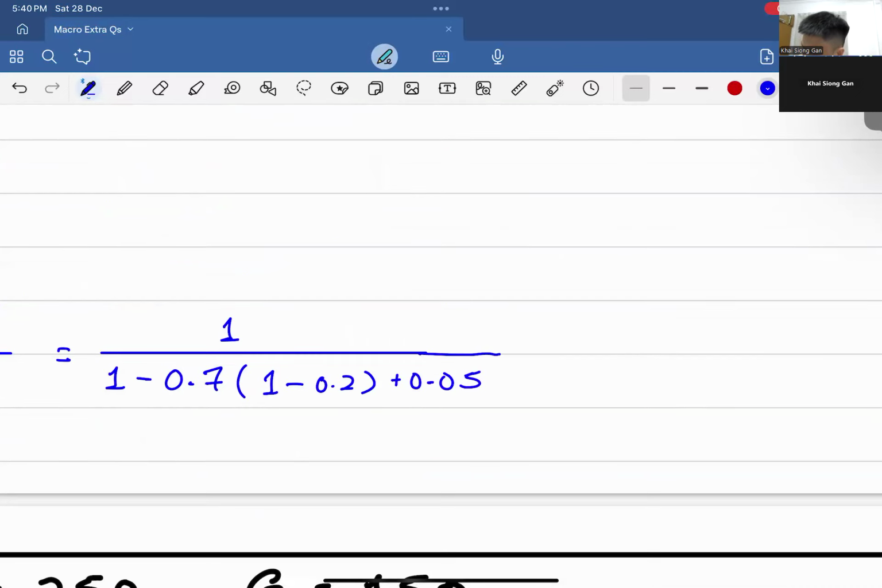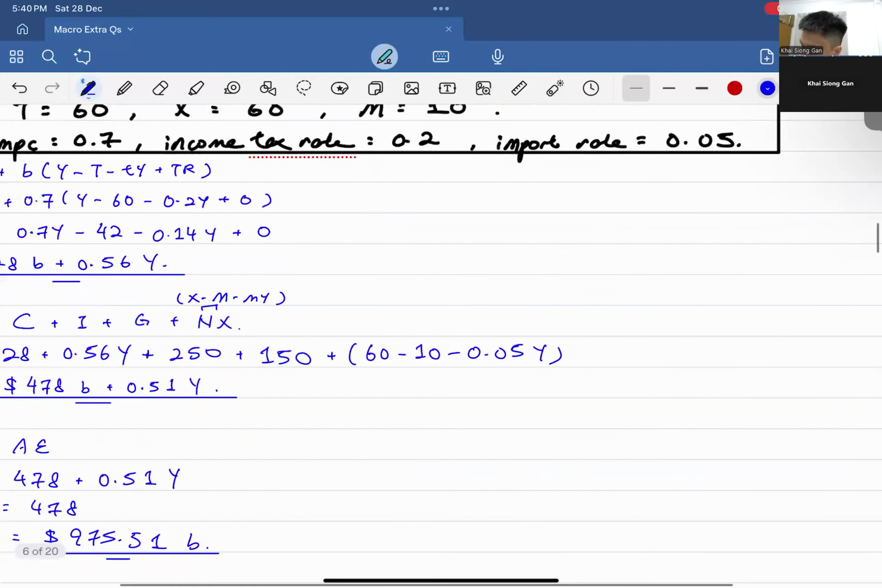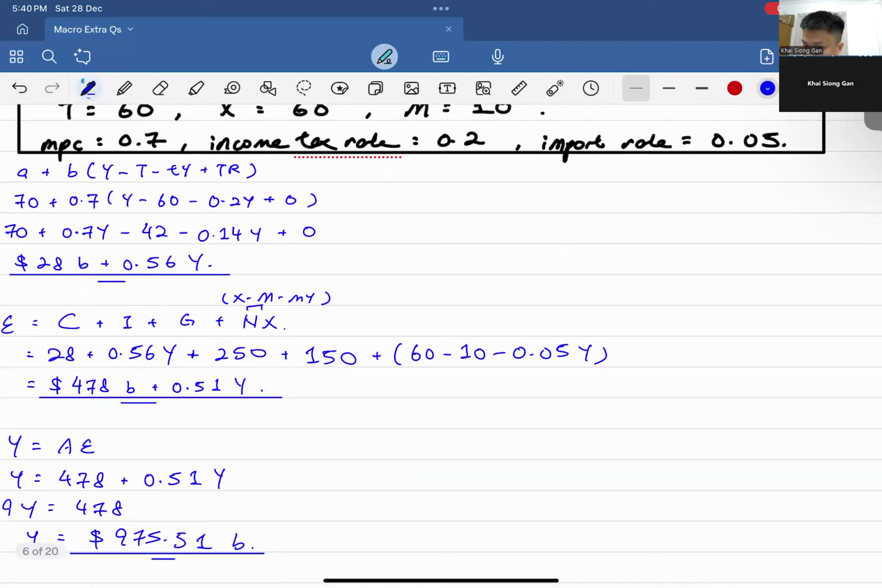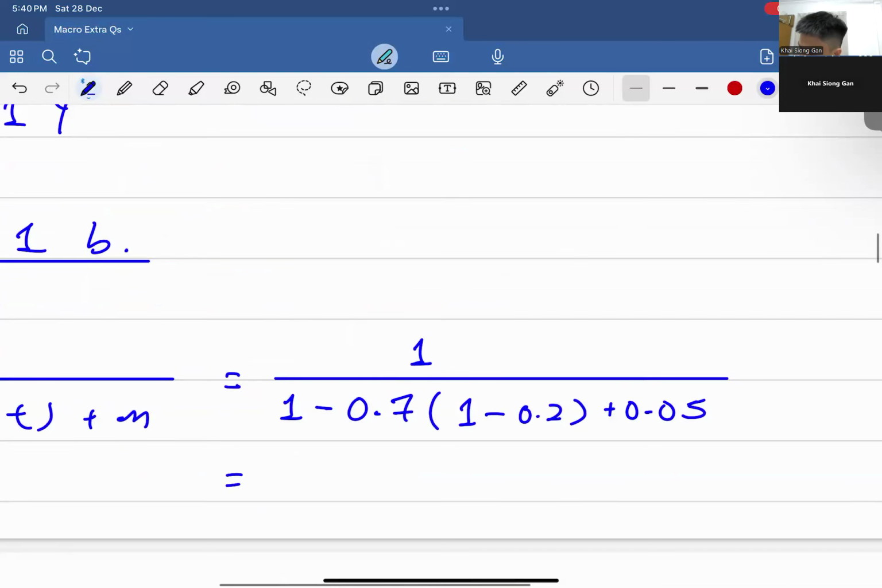Try to key in your calculator properly. And if you are not good in algebra, don't do it manually. When you calculate yourself manually, you might make mistakes. So make sure you key in correctly into your calculator. At least when you key in correctly to your calculator, you will never make mistakes.